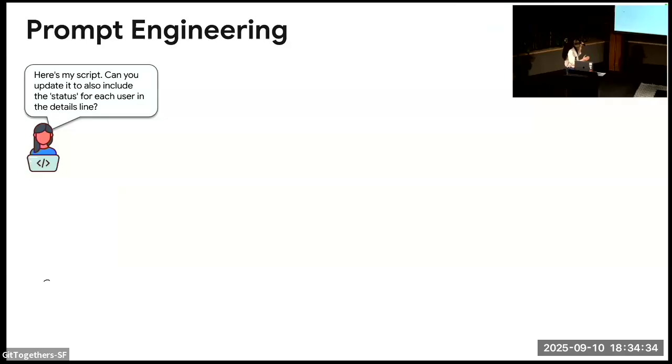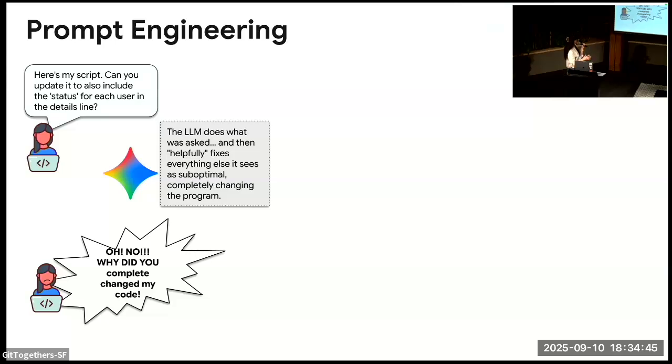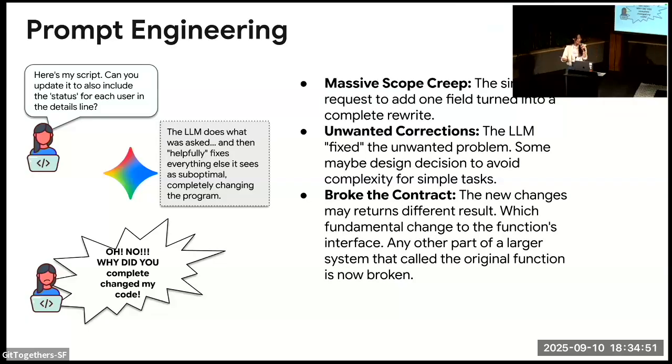So oftentimes it happens that you tell Gemini, here's my script, can you do this? And then Gemini says, okay, let me do this, and then you're like, oh no, why did you completely change my code? I mean, this happened to me. I'm not sure it happened to you as well.